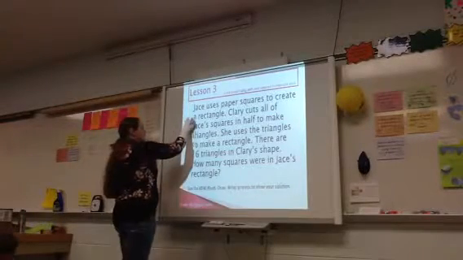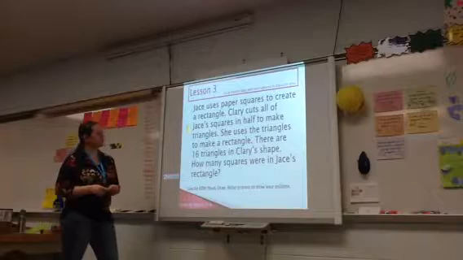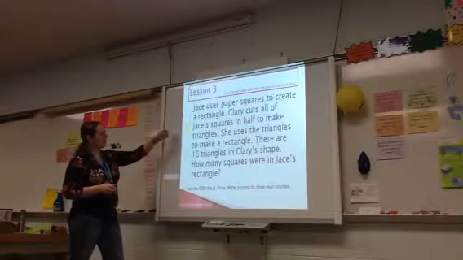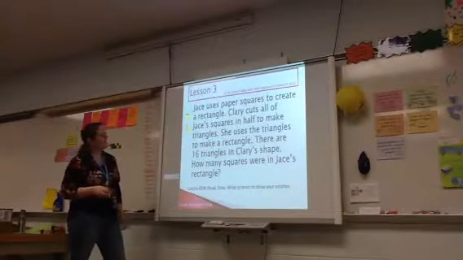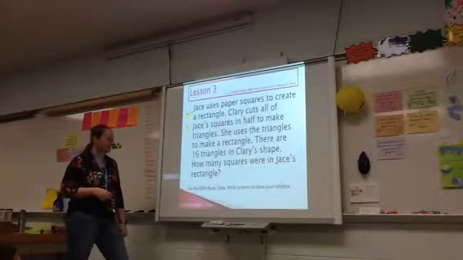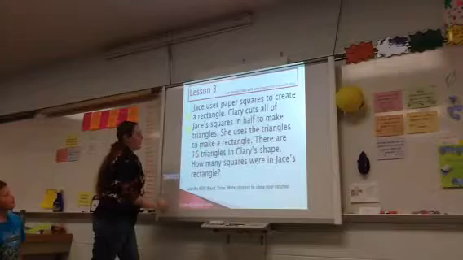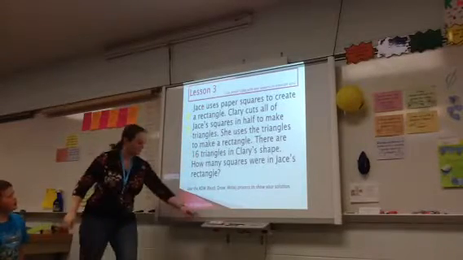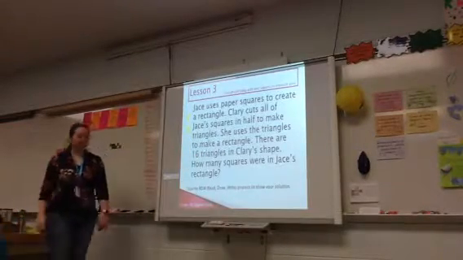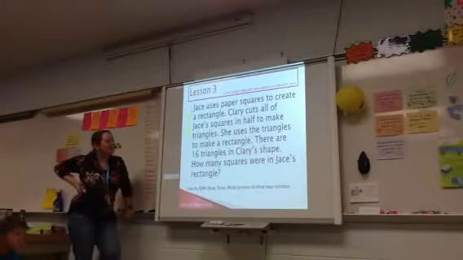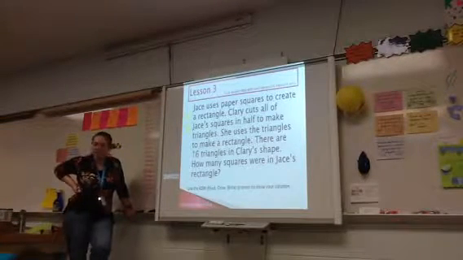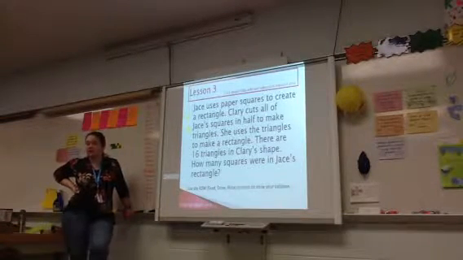Here are Clary's shapes. That's funny. What if I did this? Oh, that's cool. What'd you do? Show her again. No, I'm not going to waste the time. So here are the triangles.